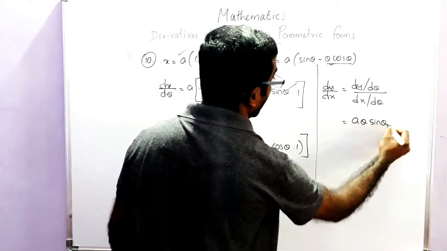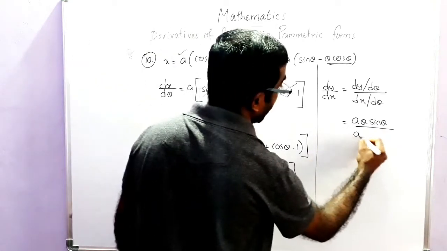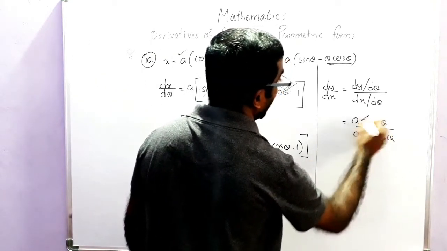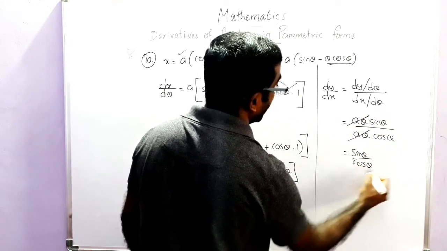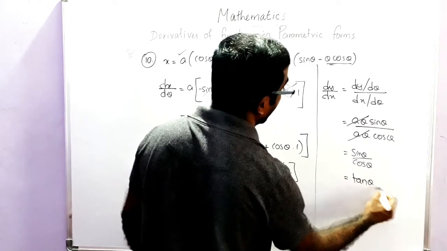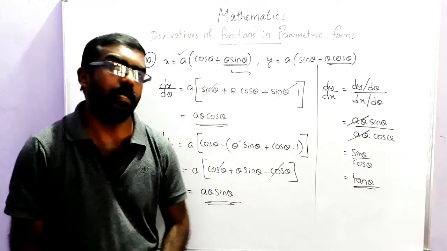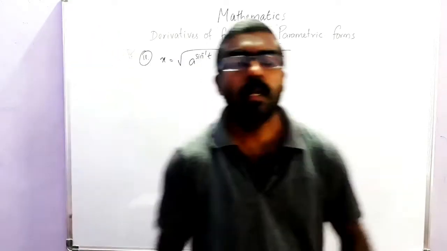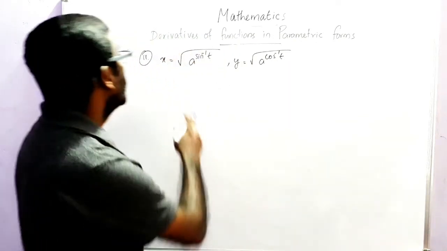So a theta sin theta divided by dx by d theta is a theta cos theta. Here a theta cancels. Sin theta by cos theta is tan theta. Therefore dy by dx is what? Tan theta. Understood?